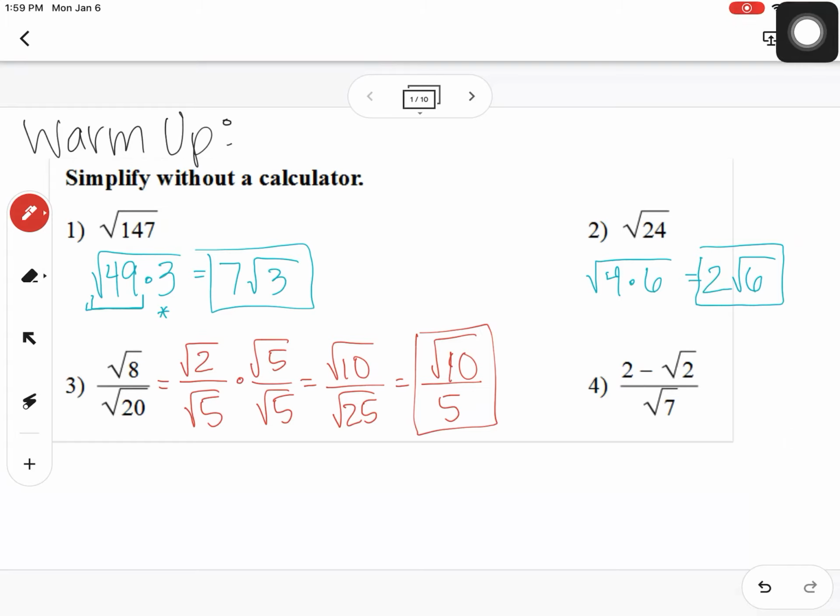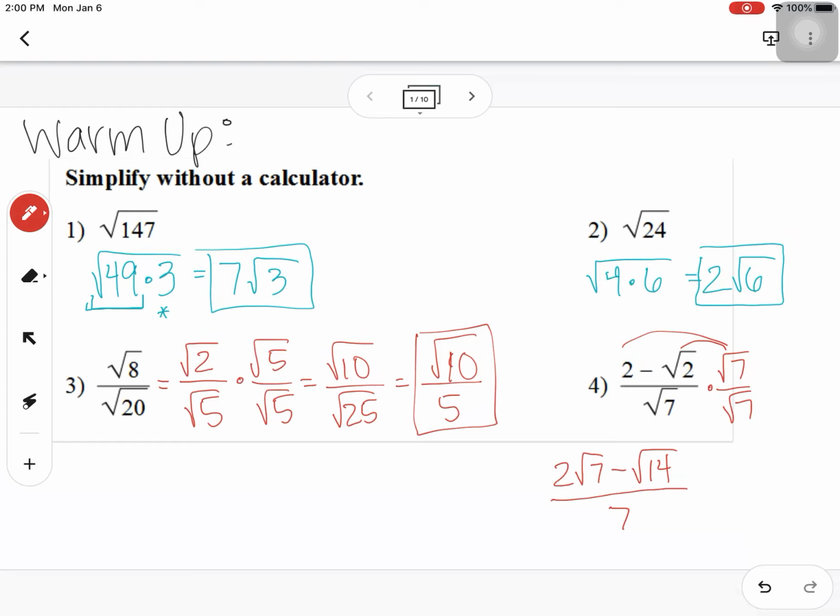Number 4, you do the same way. Again, we're trying to force that 7 to be a perfect square, so I'm going to multiply the top and bottom by itself. On top, make sure that you distribute, so this would be 2 root 7, because the 2 is not in a radical, minus the square root of 14, all over the square root of 49, which we know to be 7.